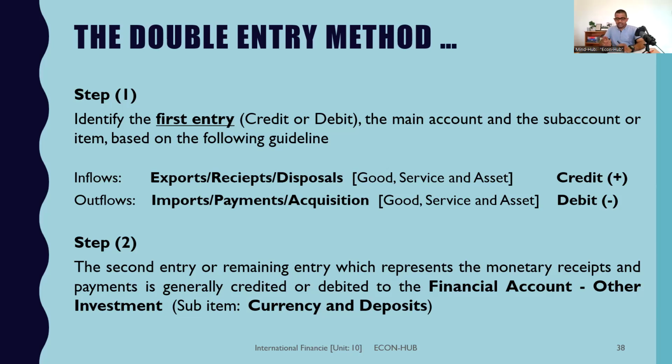The second entry is generally recorded in the financial account. Under the investments, we have an item known as currency and deposit. So if the first entry is credit, the second entry debit goes into the financial account, currency and deposits. If the first entry is debit, the second entry credit goes into the financial account, other investments or currency and deposits. Is that clear? So if you follow this simple guidance, writing these double entries is not that difficult.